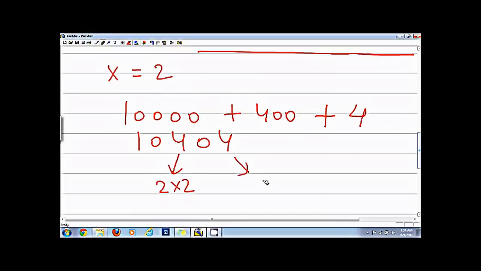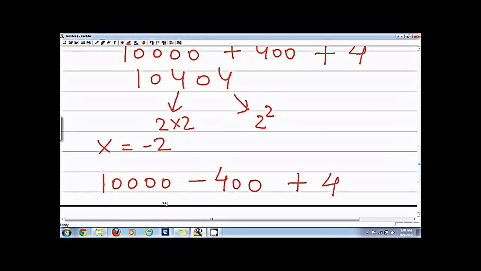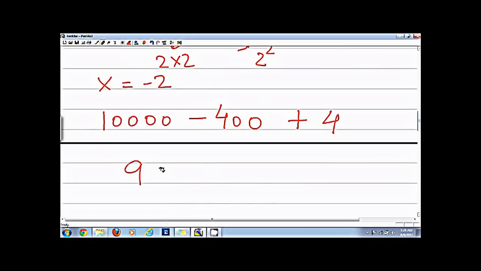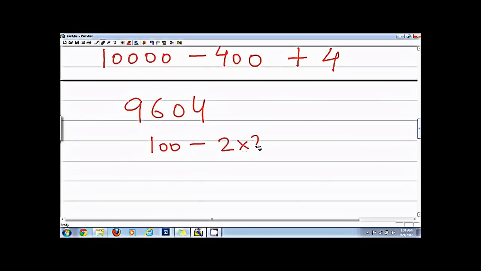Similarly, if x is equal to minus 2, in this case it will be 10000 minus 400 plus 4. So that will be equal to 9604. Again in here I have subtracted 2 into 2 from 100, so that will be equal to 96, and then 2 square is equal to 4, so that will be 9604. So this is how the trick works.